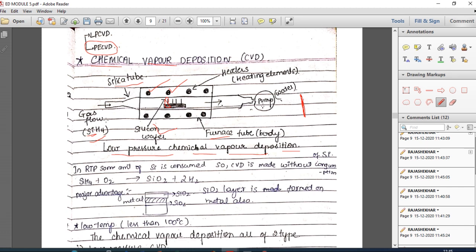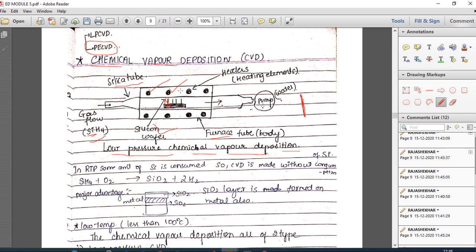So using gas, we can perform dry oxidation. If the requirement is wet oxidation, then we can use a pump which provides water into the silica tube and performs oxidation. But when I use water, it consumes the silicon. So that is the difference between chemical vapor deposition using gas and using water.